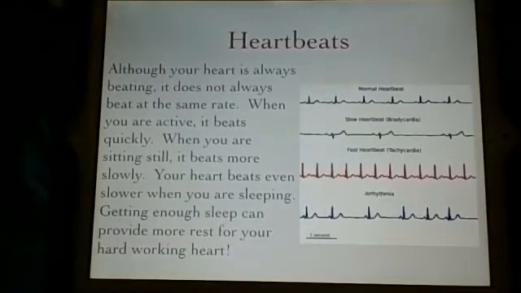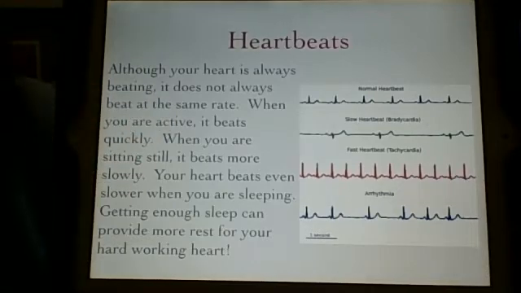Now, your heart is always beating. It does not always beat at the same rate. When you're active or moving around, it's going to beat a lot quicker. When you're sitting still, it beats more slowly. And your heart beats even slower when you are sleeping. So getting enough sleep can help provide more rest for your hard-working heart.